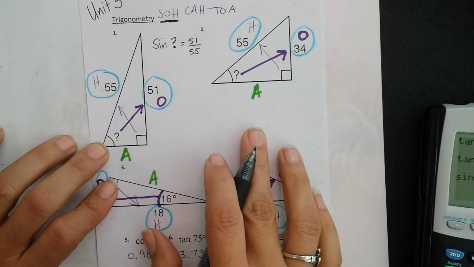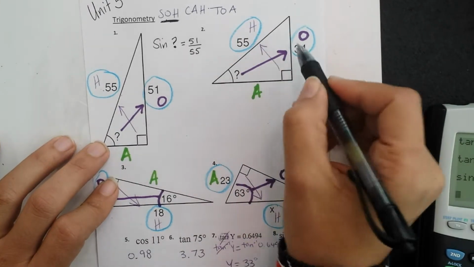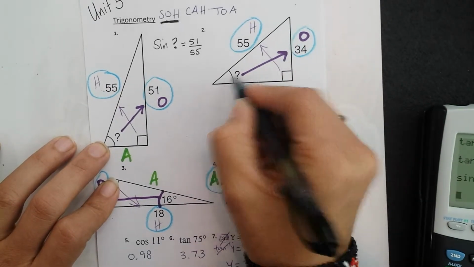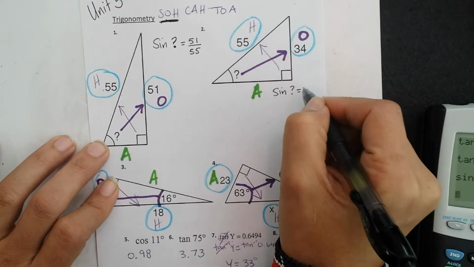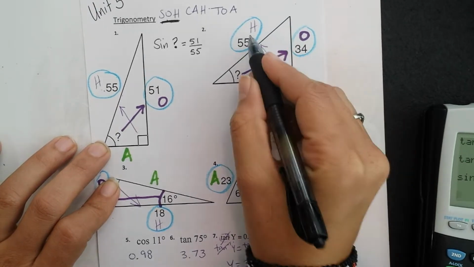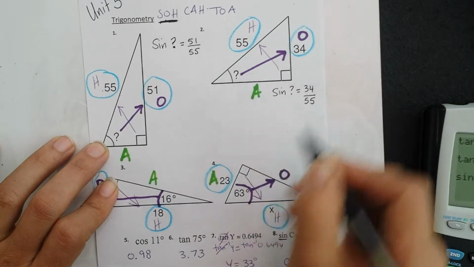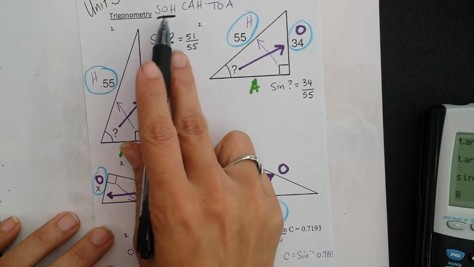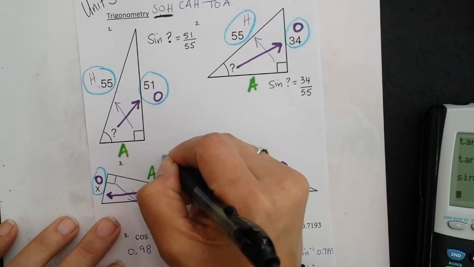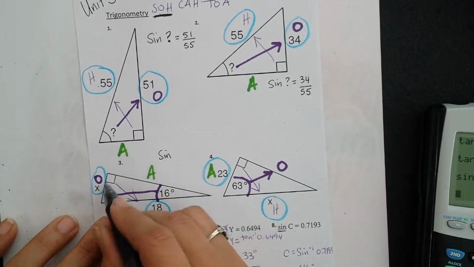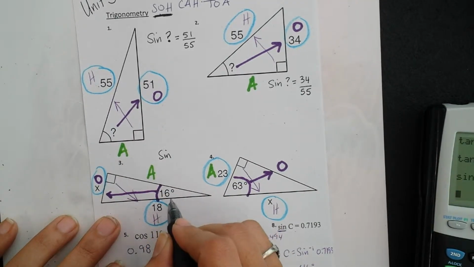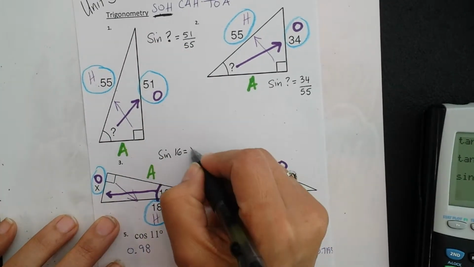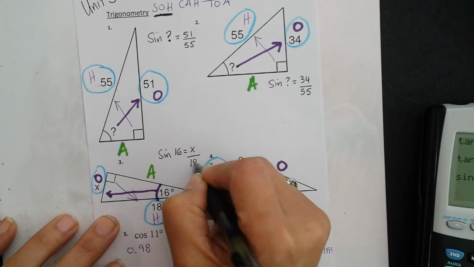Okay, do the same thing for number 2. All right, so O and H again, so we're still using sine. So we're going to go sine of the angle, which is question mark, equals opposite, which is 34, over hypotenuse, which is 55. Okay, set up your next one. Again, it's still O and H, so you're still using sine. I'm going to write it right here. Sine of the angle, what's the angle? It's not question mark this time, it's 16. So sine of 16 equals opposite, which is x, over hypotenuse, which is 18.